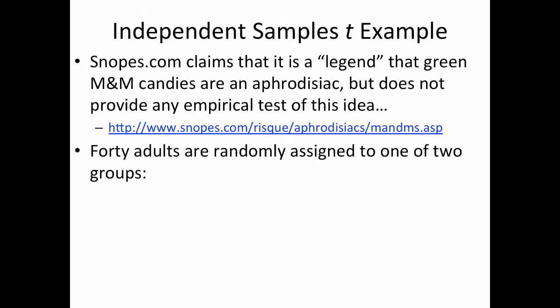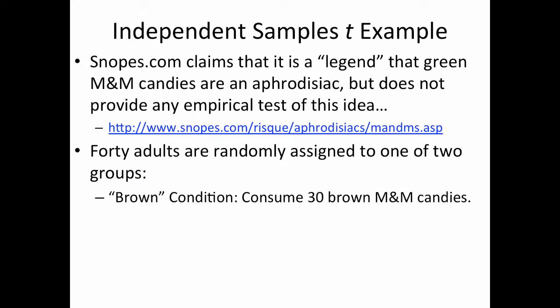So we're going to take 40 adults and randomly assign them to one of two groups. That's our clue, right? Randomly assign to one of two groups means we have a between subjects design, and because there's two and only two levels of the independent variable, it's reasonable to do an independent samples t-test as long as our dependent variable is interval or better.